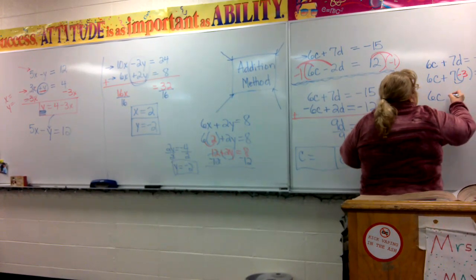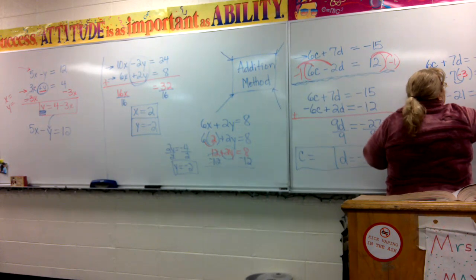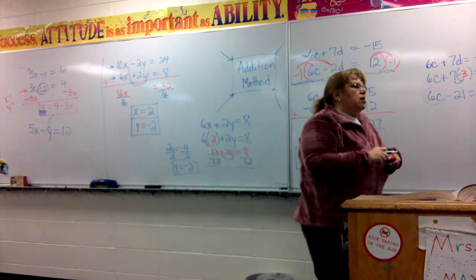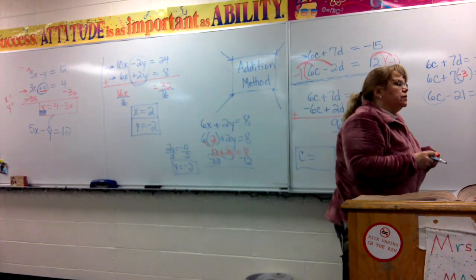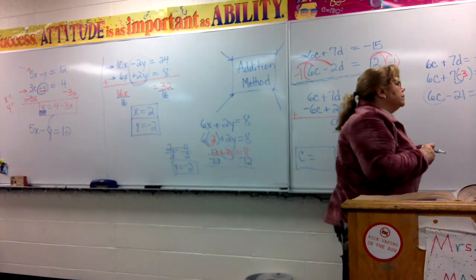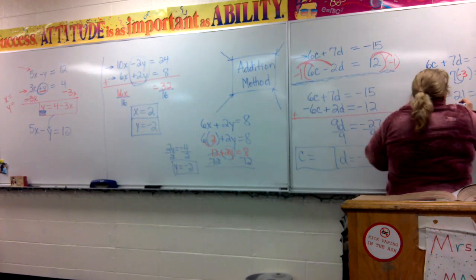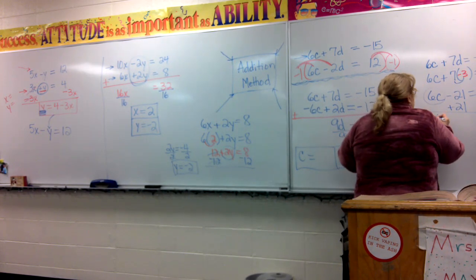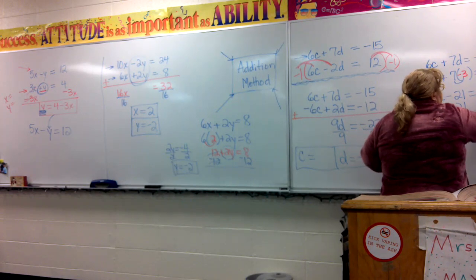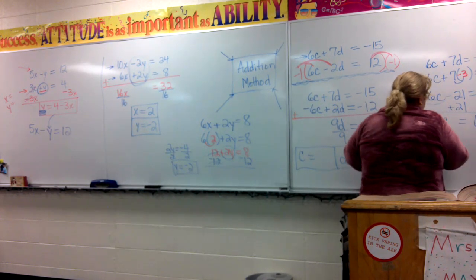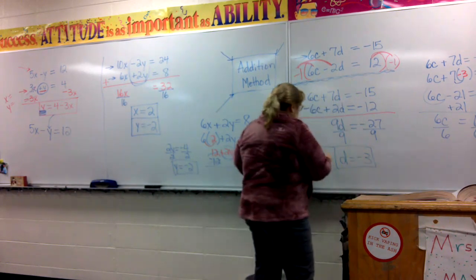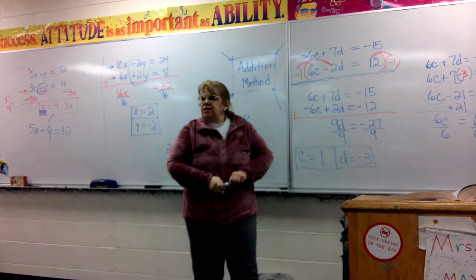6c, is that -21? Got all the c's together. How am I going to finish it, Reese? So you got all the c's together, right? Right, add 21 to both sides. 6c equals 6. What do I get for c? 1. So there you go.